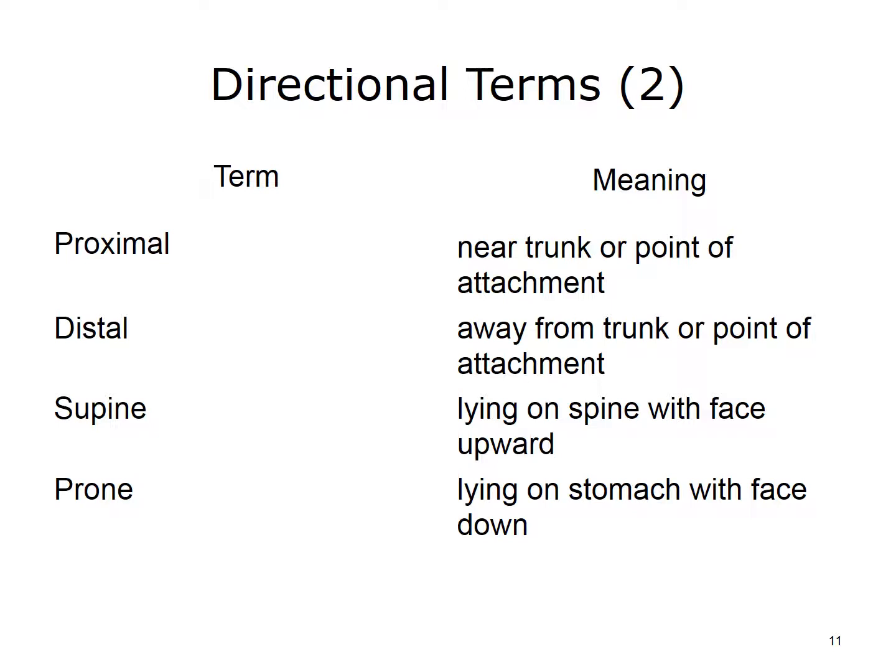Additional directional terms include proximal, which means located near the trunk or point of attachment to the body. Distal means something is located away from the trunk or point of attachment to the body. Supine refers to the body's position when you are lying on your spine with your face pointing upward. Prone, on the other hand, refers to lying on your stomach with your face pointing down.